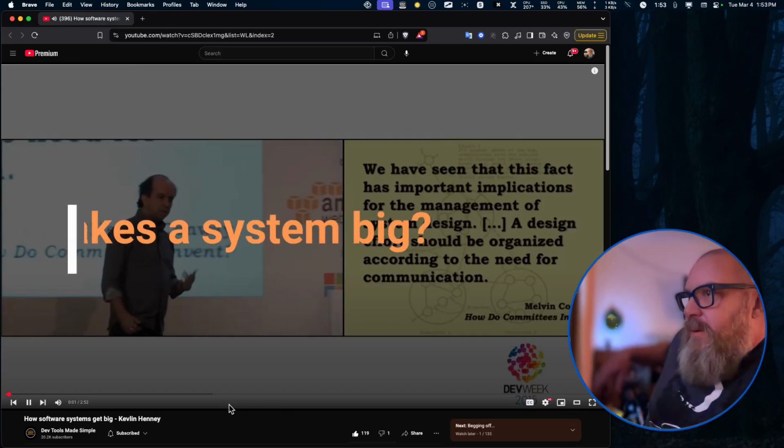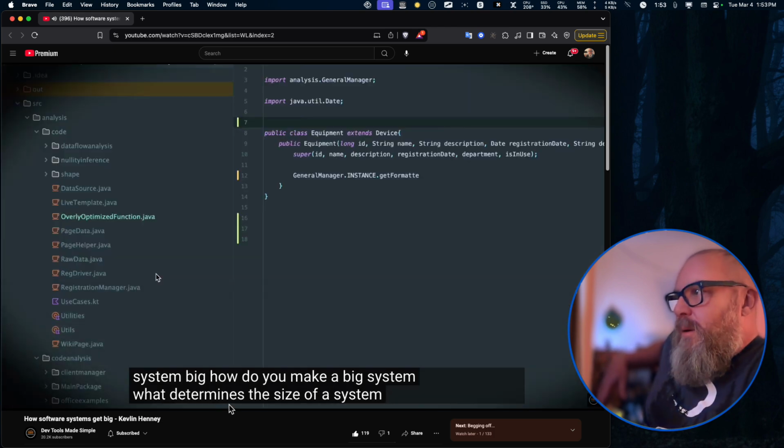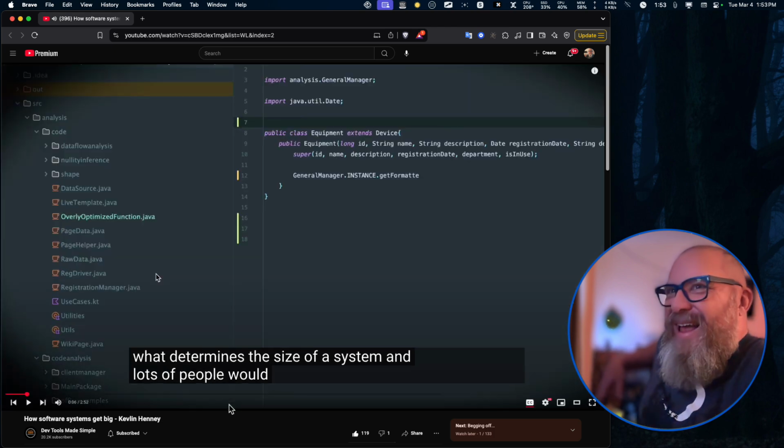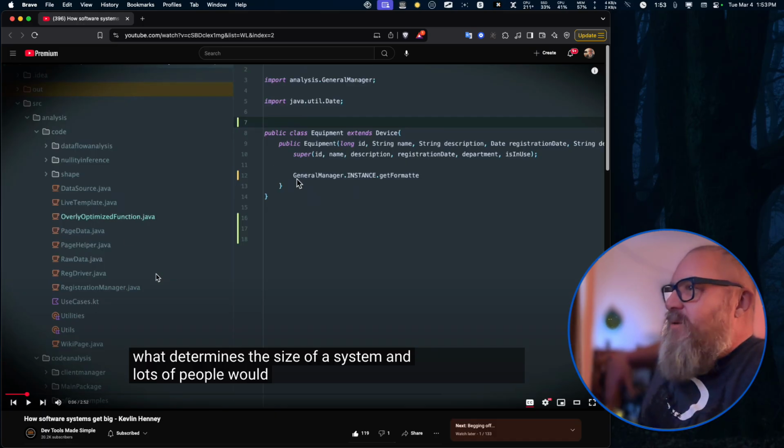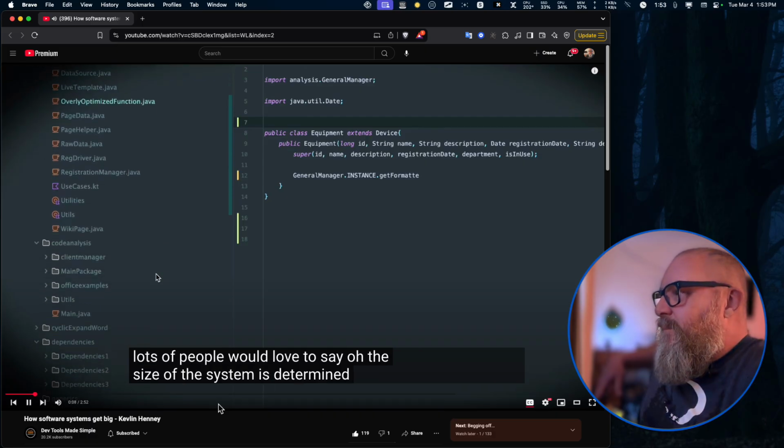Very simple question. How do you make a system big? How do you make a big system? What determines the size of a system? And lots of people would... I love DevTools Make Simple. He's always got some code he's playing around with. This looks like some Java here, right? And some class for some device, some equipment. Okay. All right. People would love to say, oh, the size of the system is determined by the amount of functions.